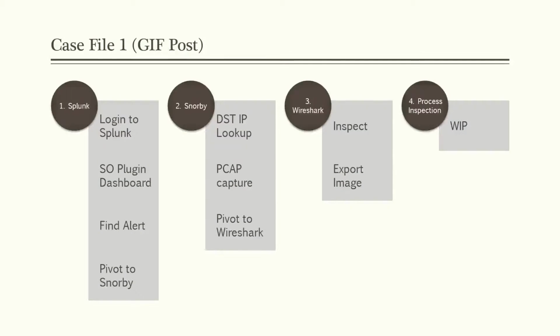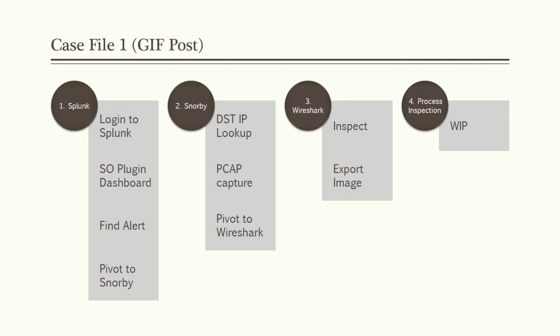So on to the meat and potatoes. First, I do most of my monitoring from the Splunk Security Onion dashboard. If something looks interesting, then I'll look at some dates and some log files from there, but then I'll pivot to Snorby to dig deeper into the subject. From Snorby you can look at destination IPs, you can look up where those destination IPs are registered to, and then you can pull a PCAP off of those files, and from there you can pivot to Wireshark to do a deeper analysis into the packets that are going back and forth.